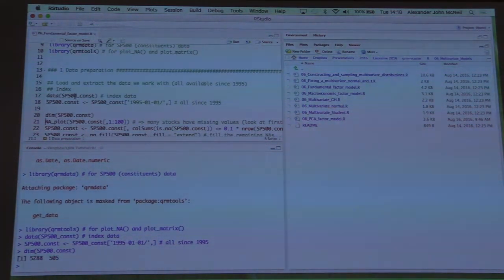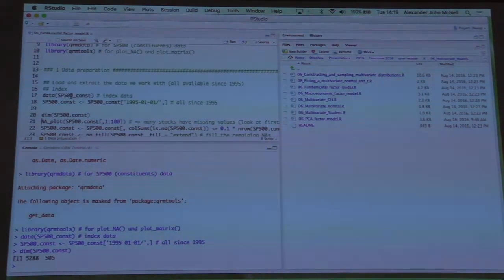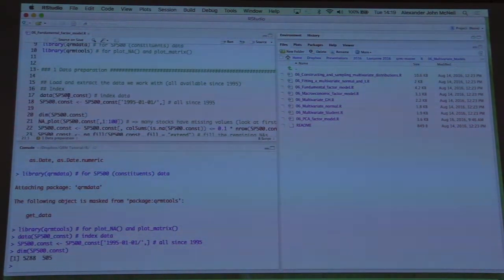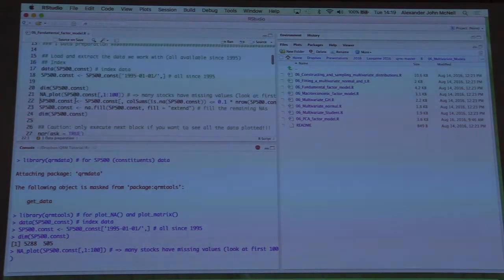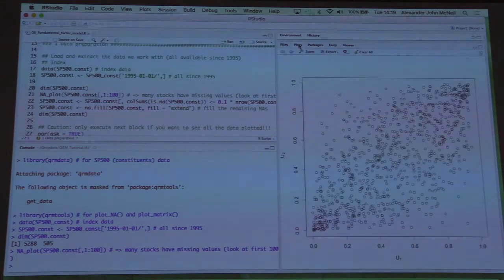So 502, there are 505 in the S&P 500. So I have 5,200 days, and I have 500 stocks. And I will do a monthly model. So I'll go from daily to monthly, and I will fit basically a cross-sectional regression every month. There are a lot of missing values, and so unfortunately I can't take all 505. Some of the stocks have an awful lot of missing values.